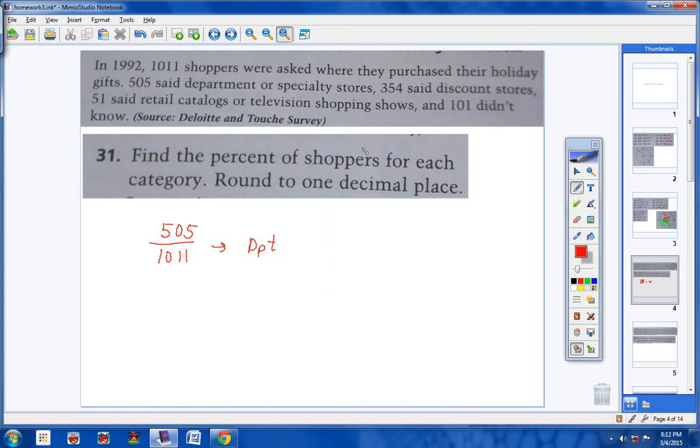354 out of 1,011 went to discount stores. 51 out of 1,011 said they used retail catalogs or television shopping shows. So I'm just going to put catalogs. And then 101 didn't know where they shopped. So there we go. Unknown.